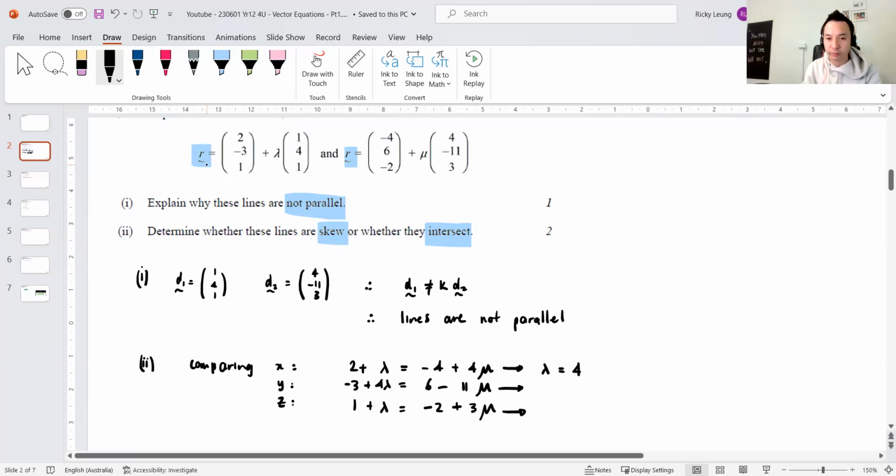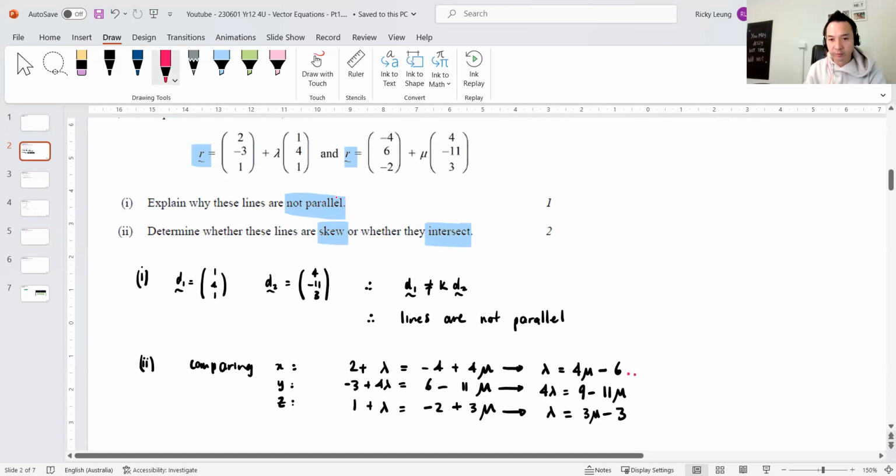So maybe I'll call it 4 mu minus 6. This one I might go 4 lambda and chuck the 3 on the other side. So what's that? 9 minus 11 mu. And then the last one, I'll make lambda the subject. Chuck the 1 over, so lambda is 3 mu minus 3.